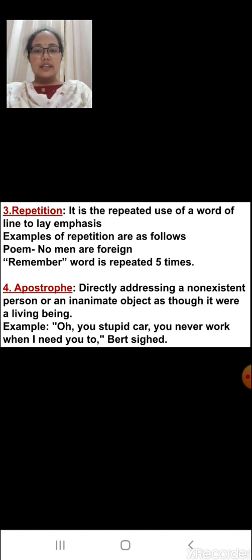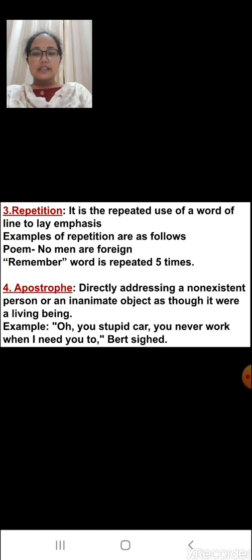The third one is repetition. It is the repeated use of a word or line to lay emphasis. For example, in the poem No Men Are Foreign, the word remember is repeated 5 times. So this is the repetition.